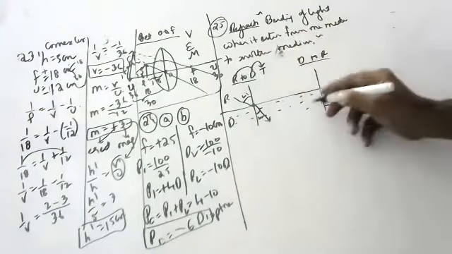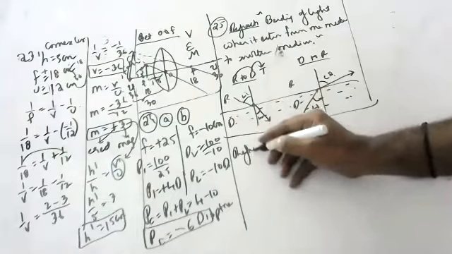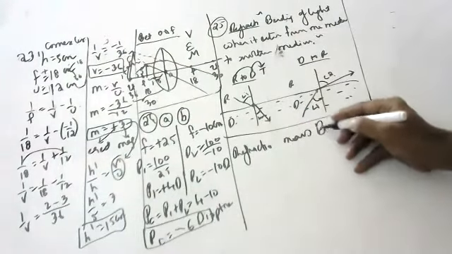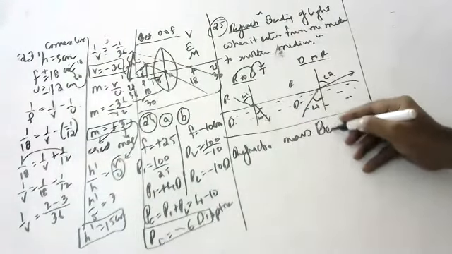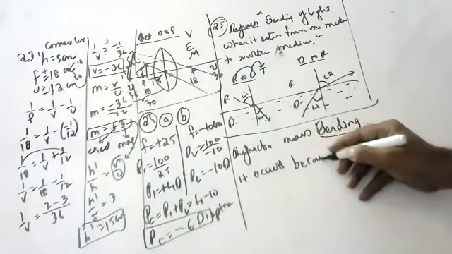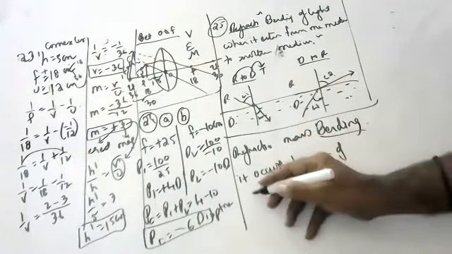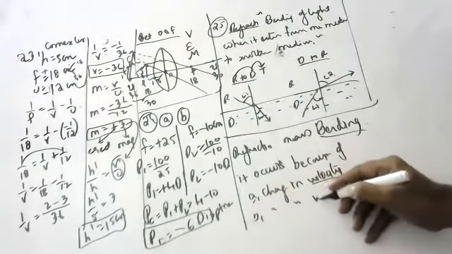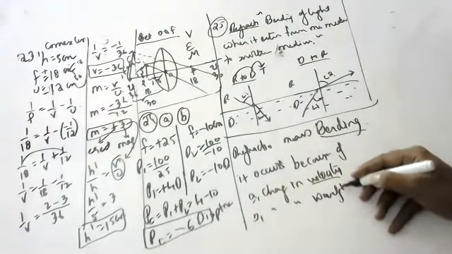State the meaning of refraction. Refraction means bending. Your answer is this one. Underline bending. He didn't ask, I am only writing. If I am the student, I will write like this: it occurs because of change in velocity and change in wavelength. Okay, children?